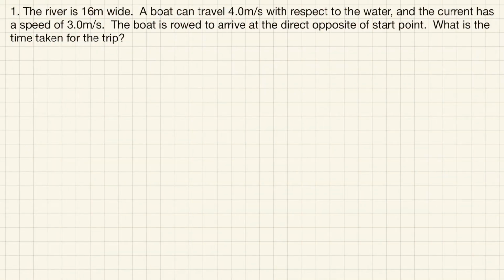Question 1 introduces us with a river 60 meters wide and a boat that travels at 4 meters per second. The river also has a current that flows at a constant 3 meters per second, and the question asks us how long it takes the boat to cross the river in a straight line.